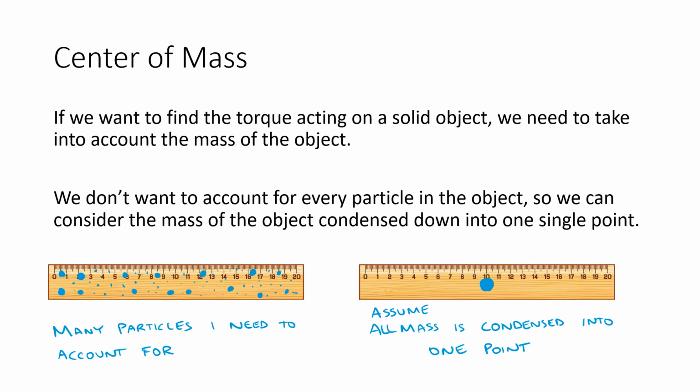Center of mass. So we just assume one single point has all of the mass of the object. So I guess I can say all of the mass is right there. Even though we know it's not, that just makes a lot of our problems way easier.